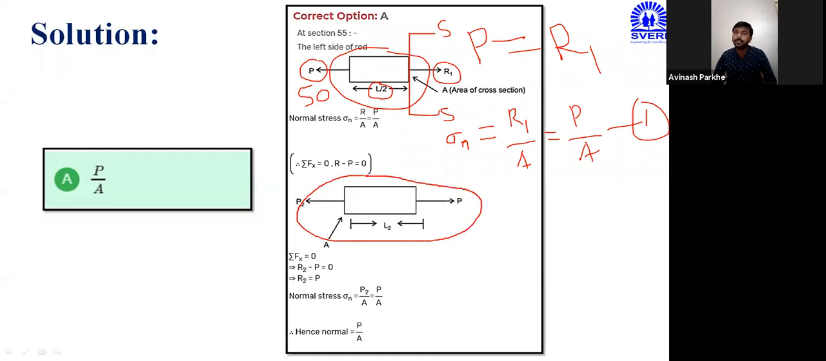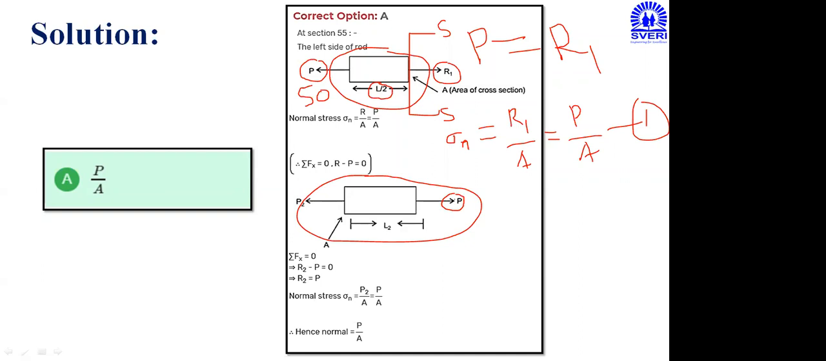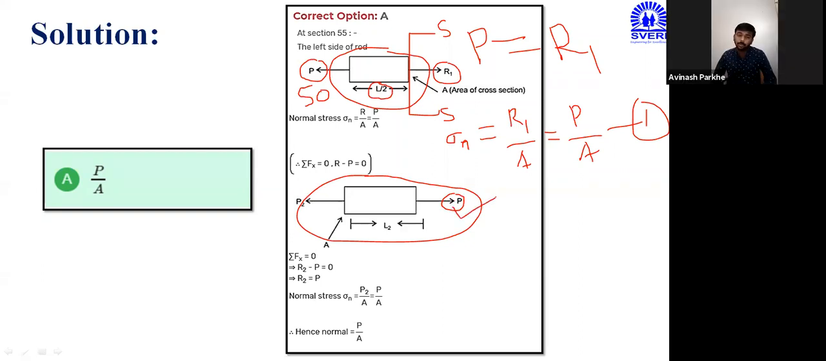One more figure they have given at the bottom side. So this P represents the original force applied on the body at the right side, and at the left side here, instead of R2 they have written P2. By mistake they have written P2, but it is the R2 value. Now what does that particular R2 indicate?